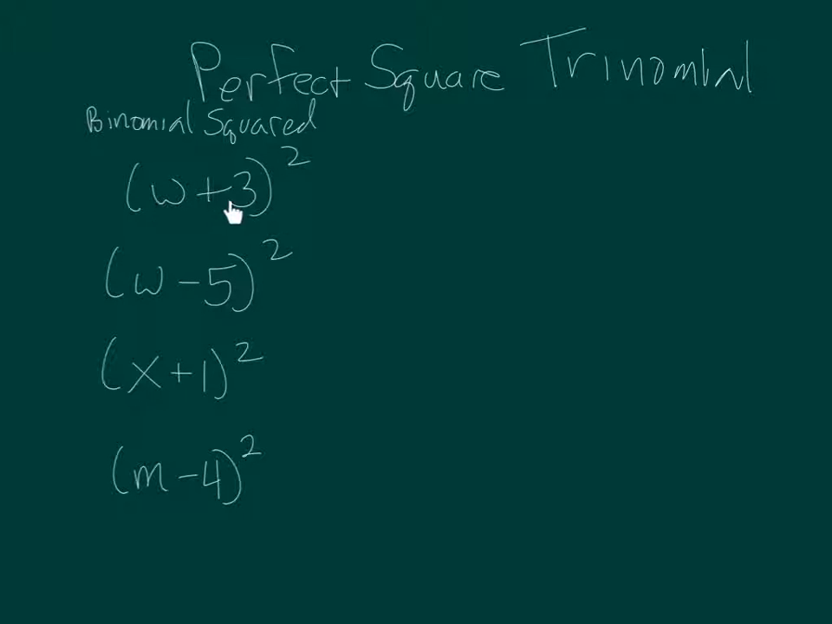They're just two terms, w plus 3, w minus 5, x plus 1, m minus 4, and we're going to square them all. So take a moment to just take out a pencil and paper and write down what you'd get if you squared these. Okay? I'm going to pause the video, and when you press play, all the answers will just pop up here, what you would have gotten. So pause the video now and be ready for some magic, I guess.